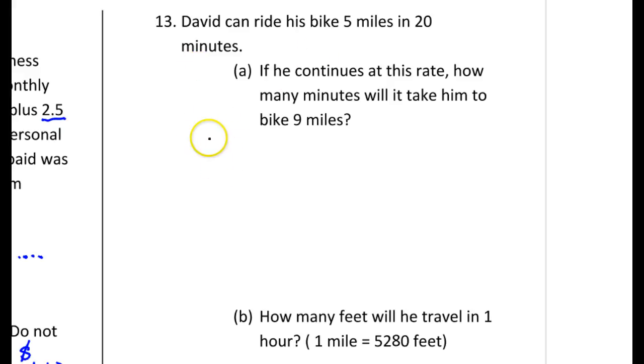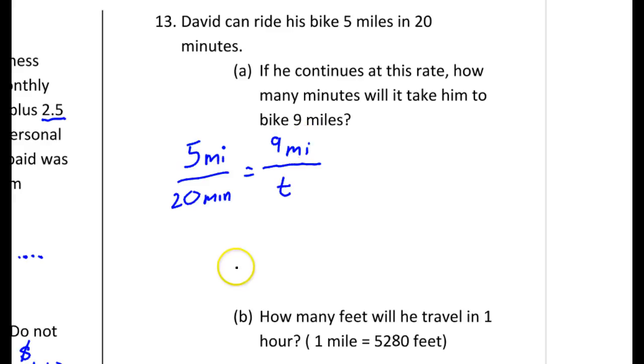So let's get started here. So we have 5 miles in 20 minutes. Alright, and continuous rate, how many minutes will it take it to bike 9 miles? Once again, we're trying to find out how many minutes. That's t. And then we'll go 9 miles. Okay. So cross multiply.